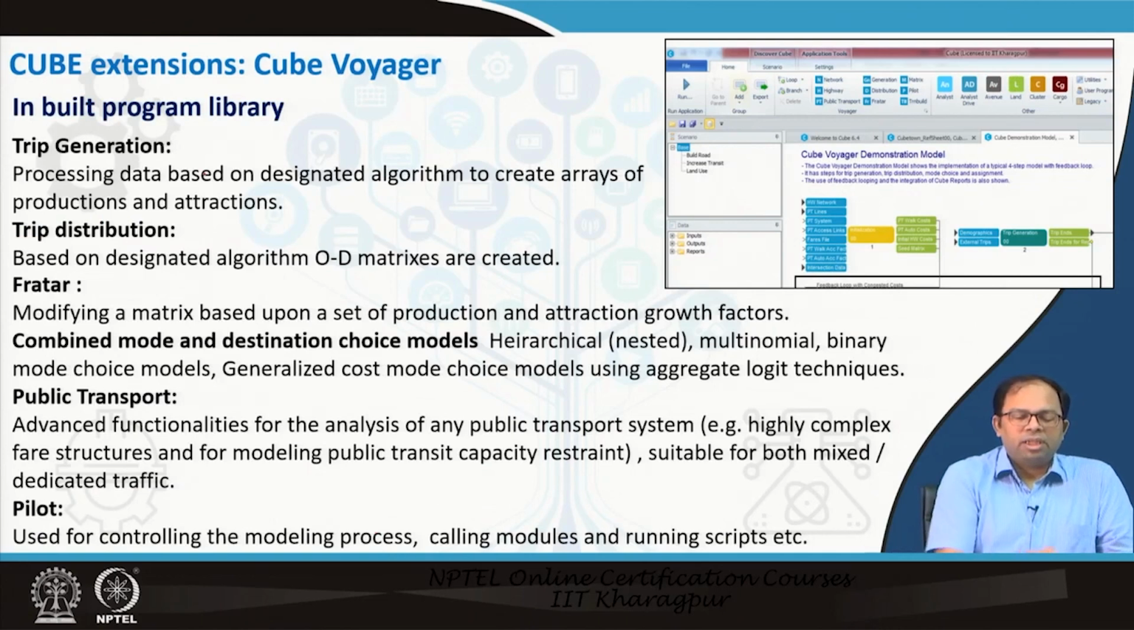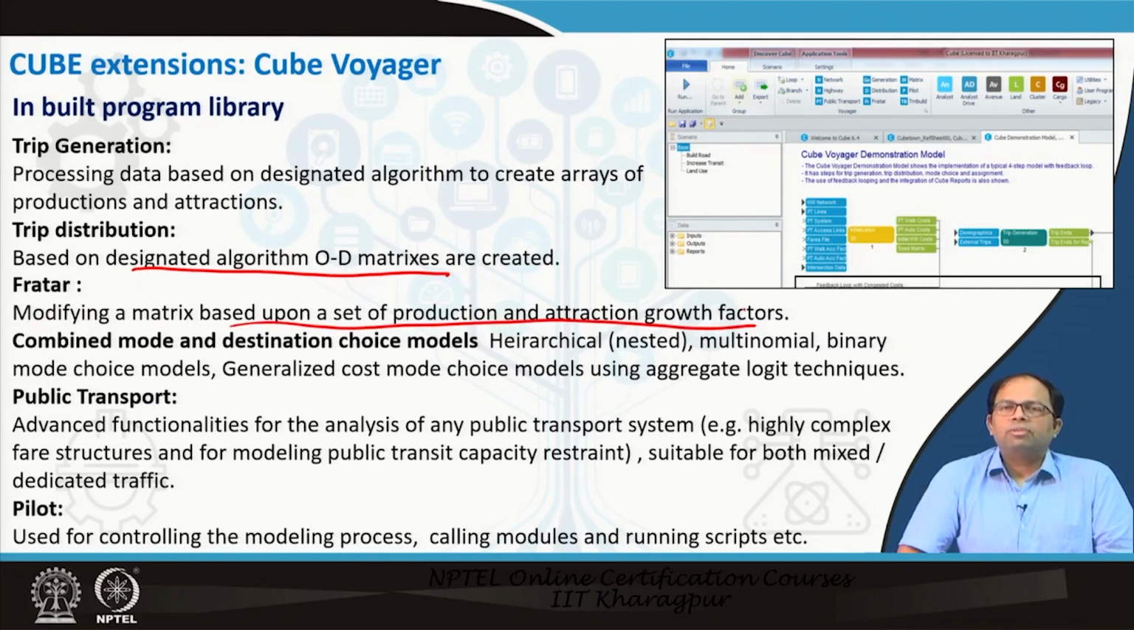Then we have trip generation. We can process data using designated algorithms to create arrays of productions and attractions for different zones using this particular component. Then trip distribution, where, based on the designated algorithms, we can generate OD matrices. Then we can use the Fratar model, where we can modify the matrix based upon a set of production and attraction growth factors.